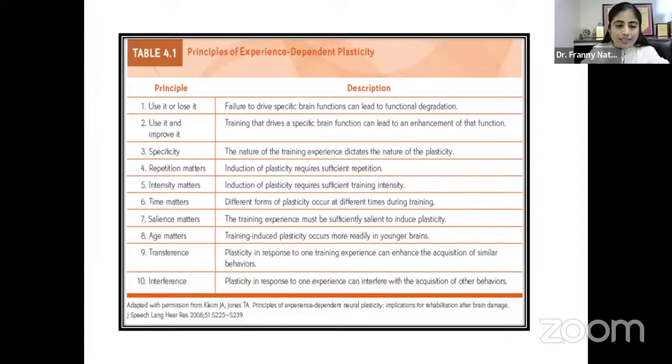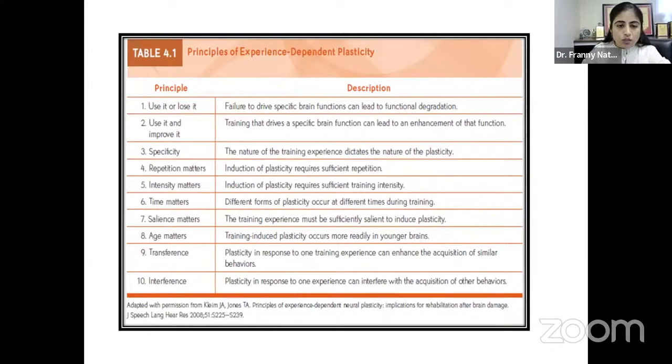Moving ahead, it says age matters. Training-induced plasticity will be present throughout life. But there's one thing: the neuroplasticity in younger brains would be much more as compared to aging brains. It has been shown that neuroplasticity or training-induced plasticity does take place in adult brains also. The only difference is that in aging brains, it would occur at a lesser rate as compared to the younger population.